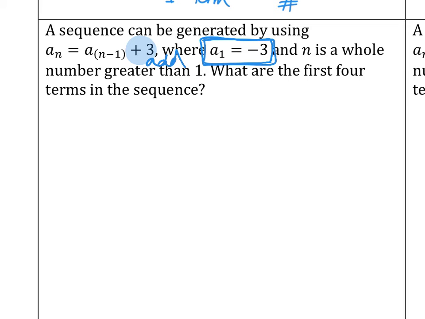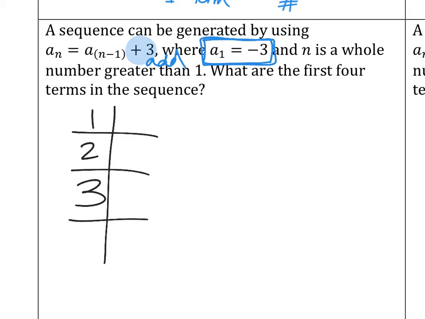We're going to make this a little bit different today. We're going to put them into a table. So here's my table. It wants the first 4 terms in the sequence. So 1, 2, 3, and 4. But guess what? They already gave me the first term in this sequence. What is it? Negative 3. And what am I going to do to create the other numbers in this table? Add 3. So negative 3 plus 3 is 0, and then 0 plus 3 is 3, and then 3 plus 3 is 6.